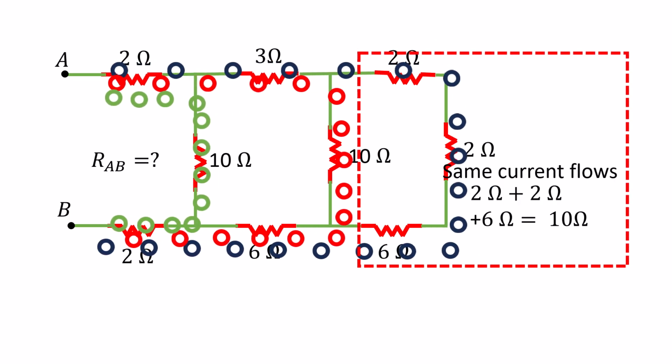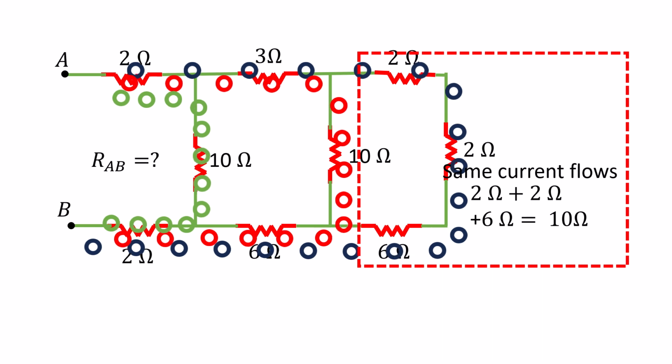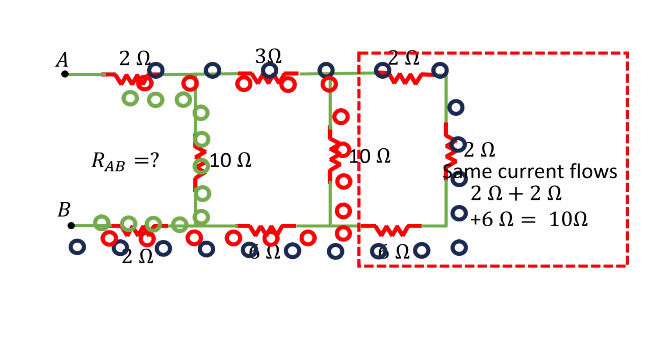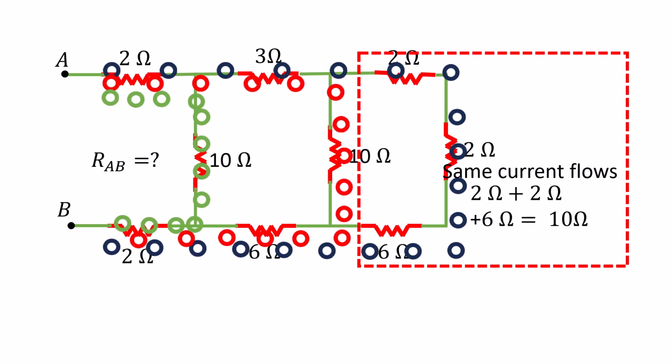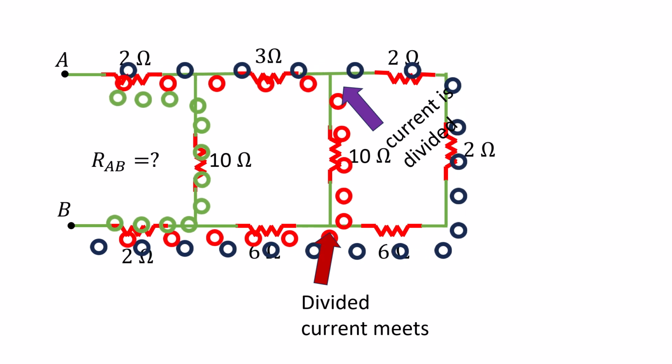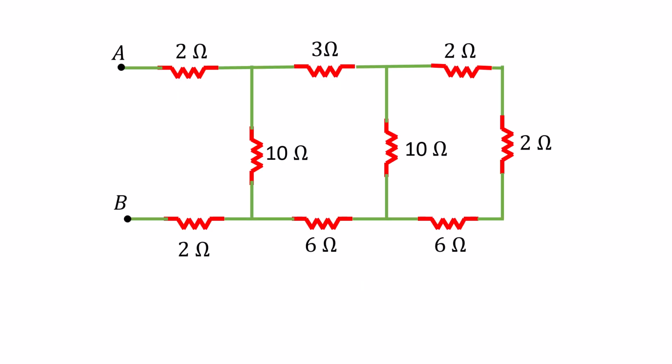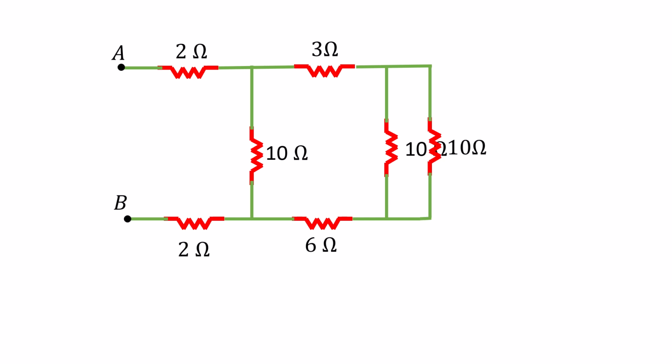Now, the same current is flowing through these 3 resistances. That's why their equivalent resistance is 2 ohm plus 2 ohm plus 6 ohm, which is equal to 10 ohm. Now let's replace these 3 resistances, 2 ohm, 2 ohm, 6 ohm, by their equivalent resistance 10 ohm. Now, these two 10 ohm resistances are in parallel, and let's replace them by their equivalent resistance.